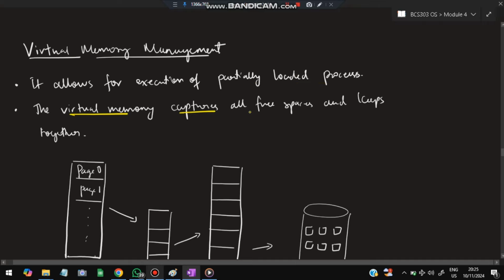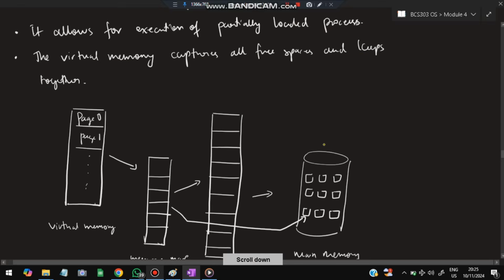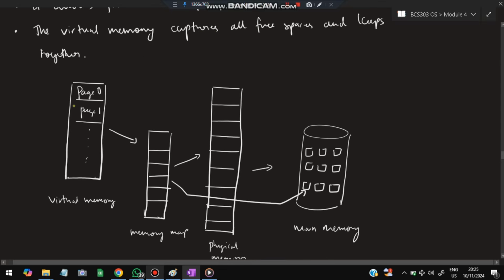The virtual memory captures all the free spaces and keeps them together. In the main memory there are many free spaces here and there. All those will be captured and put together. That is the virtual memory, and it will have its own address, which is the logical address. These pages will be mapped to the memory map, and that will be pointed to the actual physical memory. So the memory map acts as an interface and a map between the virtual memory and the physical memory. Based on this map, we can connect the pages wherever they are present to the actual location in the main memory. That is how virtual memory works.